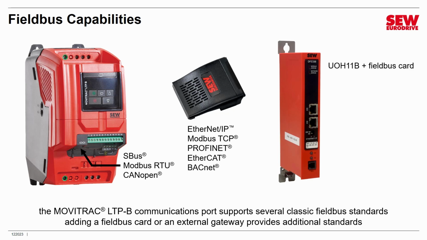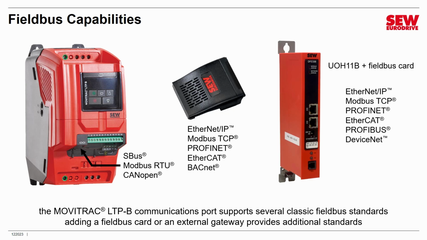And then there's the external gateway option. An SEW external gateway has 2 pieces to it: the UOH11B, that's that orange enclosure, and then you put a field bus card in there. There are a number of standards available, and that turns it into a gateway. These are the standards available: Ethernet IP, Modbus TCP, Profinet, EtherCAT, Profibus, and DeviceNet. Those last 2 are also classic field bus standards. All the others are Ethernet-based. So you have 3 different ways of getting on a field bus with a MOVITRAC LTP-B.